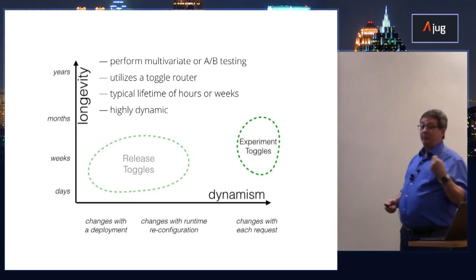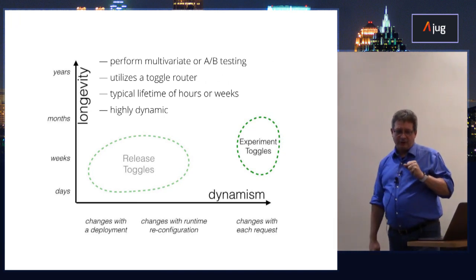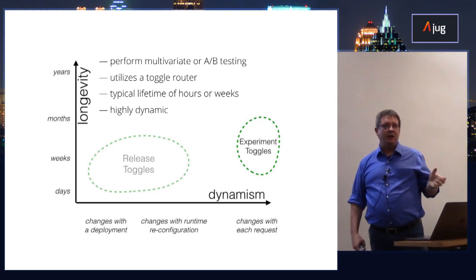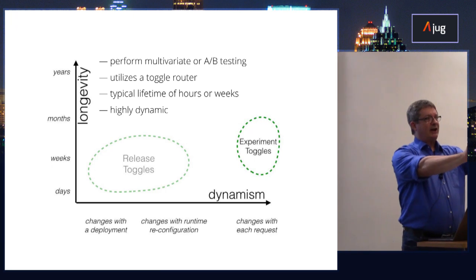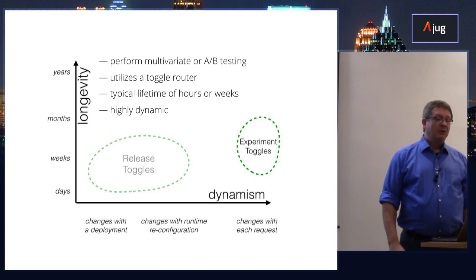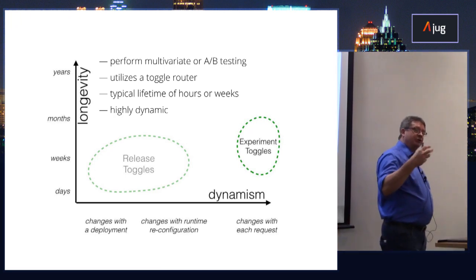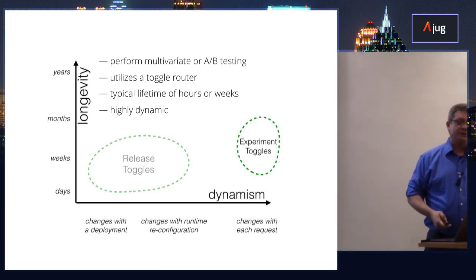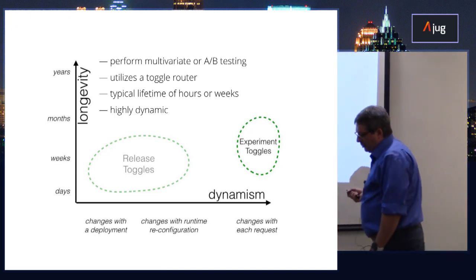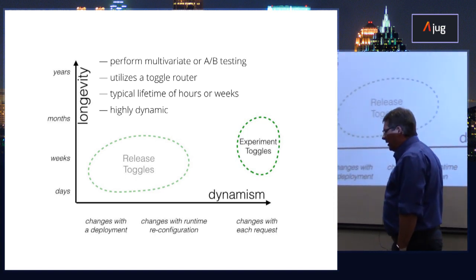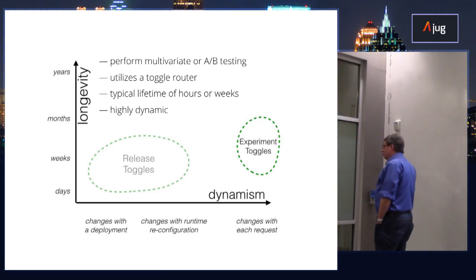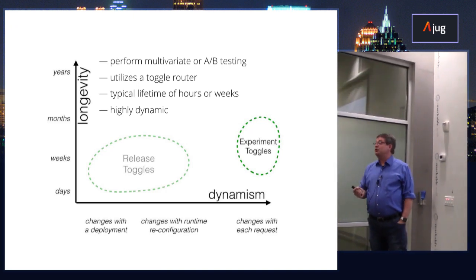The next one are experimental toggles. And this, of course, is the hypothesis-driven development side of the world. This is the thing that lets you do multivariate or A/B testing, putting 2 similar code paths side by side and learning from your user about which one is executing. This typically uses a toggle router of some kind, so you can sprinkle toggles throughout your code base. The typical lifetime of one of these guys is hours or weeks. The real determination of the lifetime for one of these is how long is it going to take me to get useful experimental results.